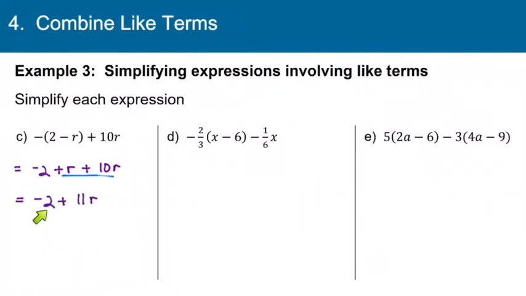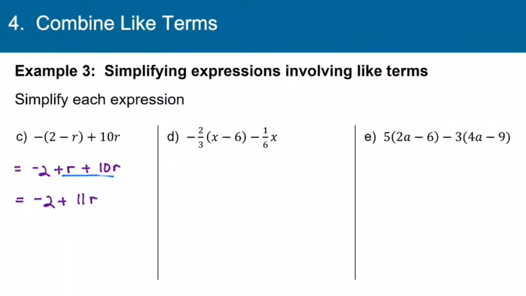Now this is fine to leave the way it is. There's really nothing wrong with it. However, in algebra it is customary to put any terms with a variable first, and we usually like to have the constant at the end of the expression. And especially we usually don't like for an expression to start with a negative.